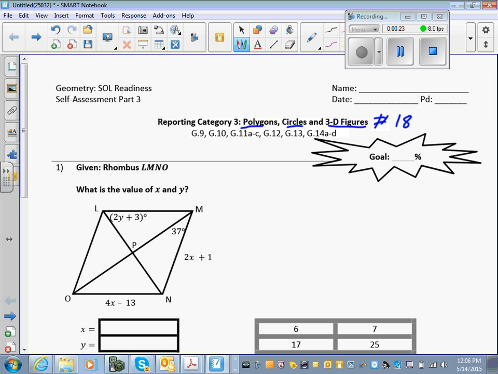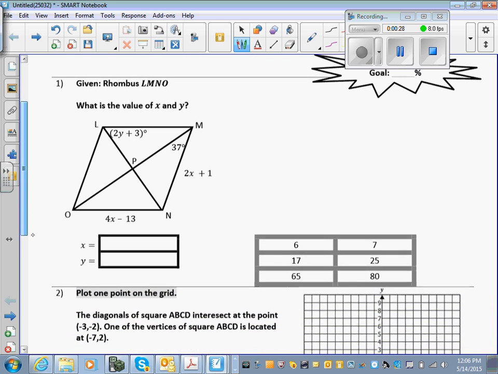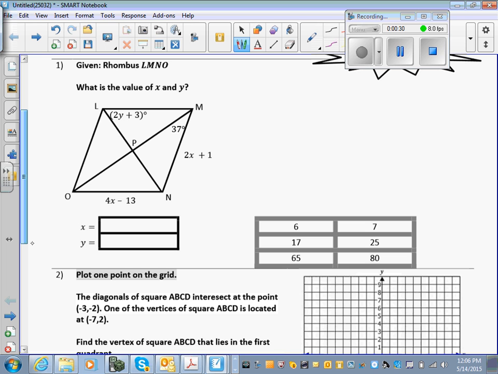As I go through each one of them, please pay attention to some of the information I will add on. Even if it doesn't necessarily help us solve that specific problem, I'll talk a little bit more on the property. For the first one, it says given rhombus LMNO. Before I even attempt to solve the problem, I'll write down what I know about a rhombus. All sides are going to be congruent. All four sides are going to be congruent.